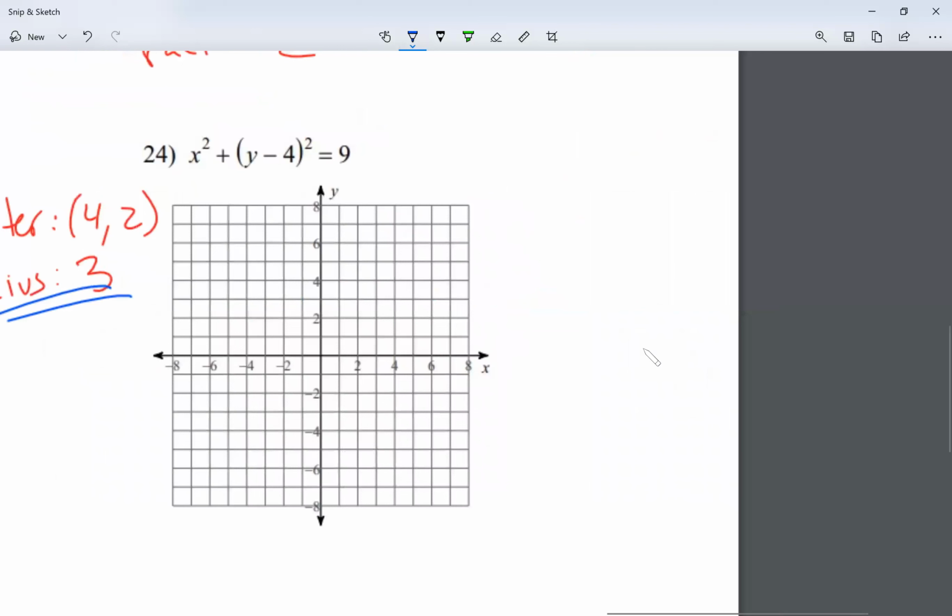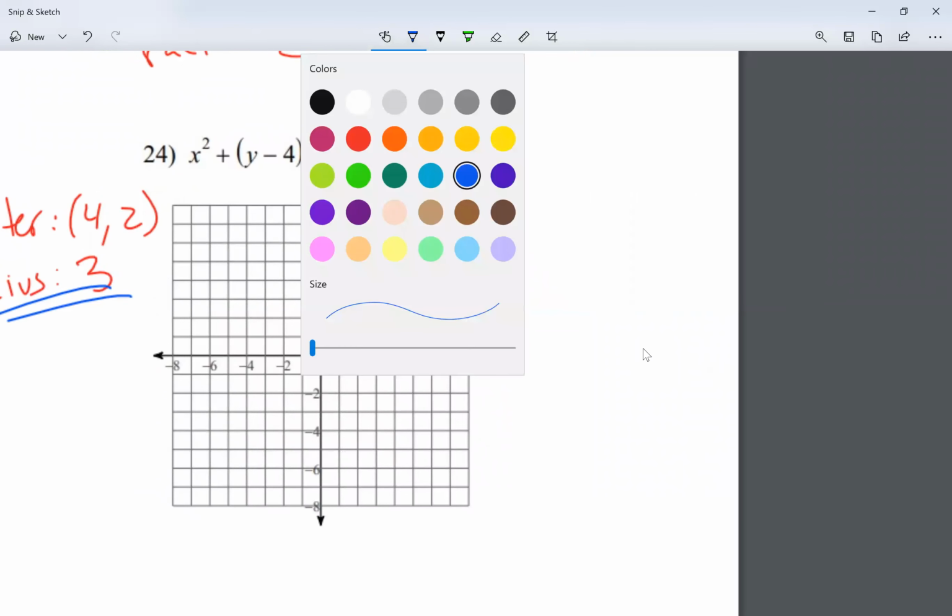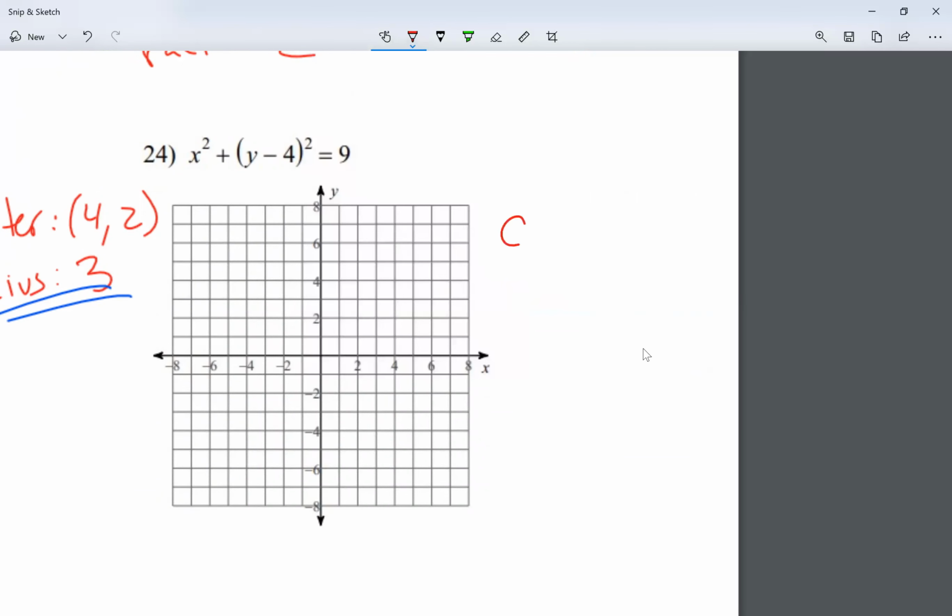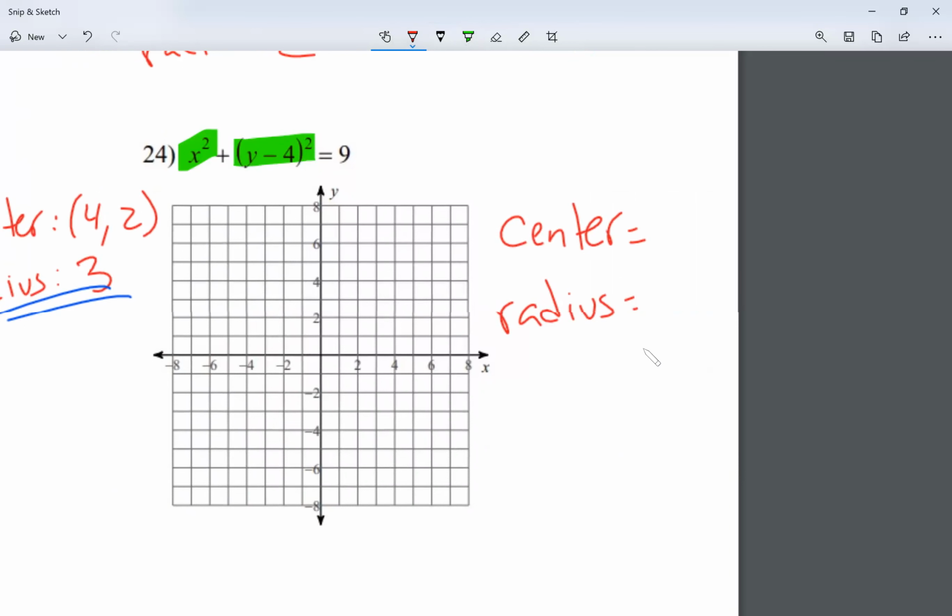Okay, let's take a look at number 24. Let's start by identifying the center and the radius. For the center, I'm going to use my parentheses. There's no parentheses with the x, so that means 0. For the y value, I'm going to use positive 4. Don't forget to switch the signs, right? From positive go to negative, from negative go to positive. And then for the radius, I'm going to use this 9, this number at the very end.